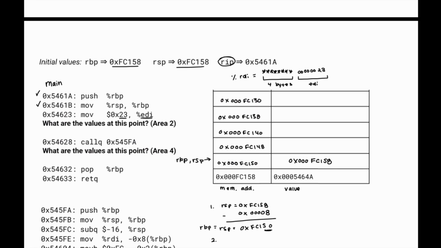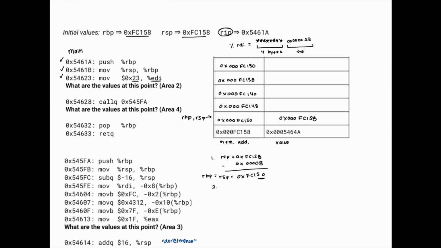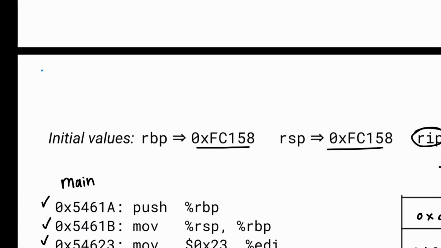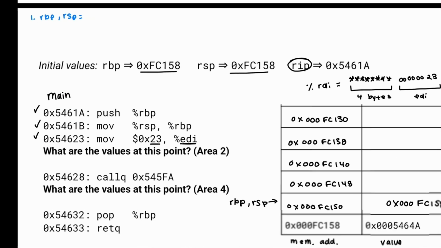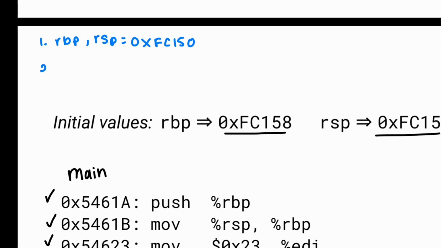Okay, that should be 4 bytes of asterisk. And that's our step for EDI. Okay, now what are the values at this point? So at our first checkpoint, we know that RBP and RSP both have the value of 0xFC150. We know that EDI has a value of 0x23.